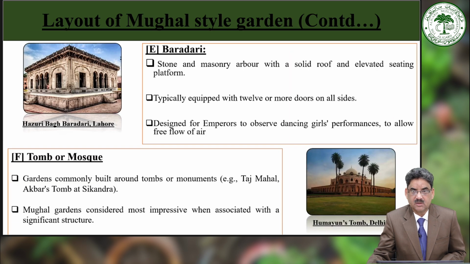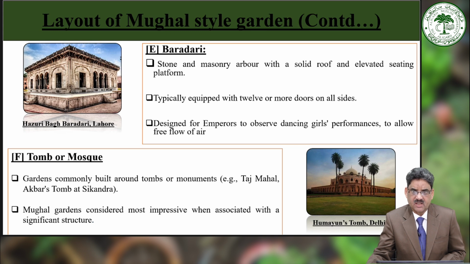The next layout is the baradari. A baradari is a stone and masonry arbor featuring a solid roof and an elevated seating platform. Usually, it is equipped with 12 or more doors on all sides, designed for emperors to observe performances by dancing girls while ensuring a free flow of air.